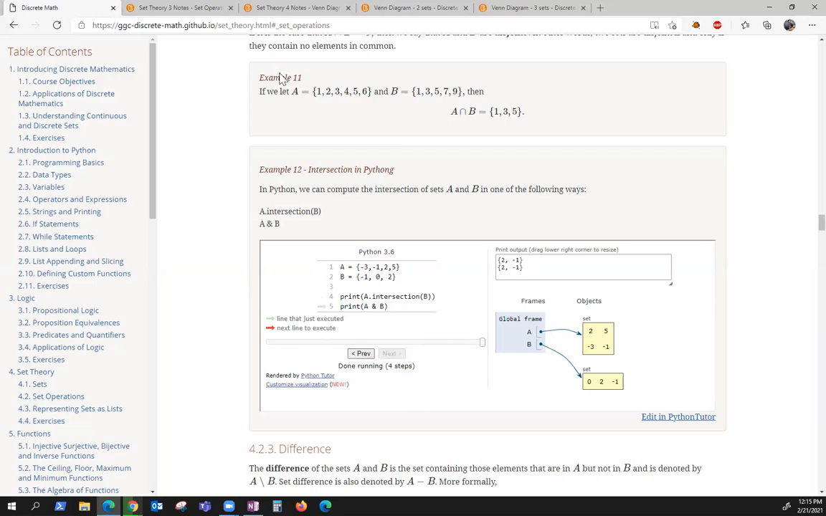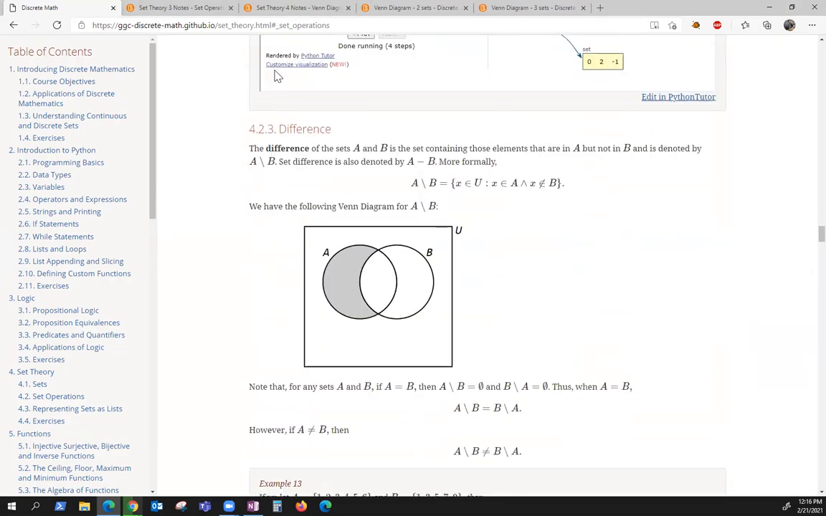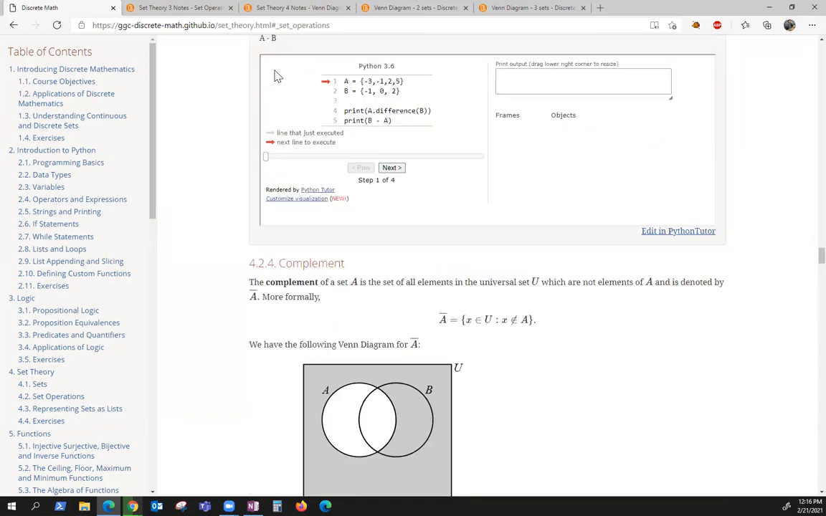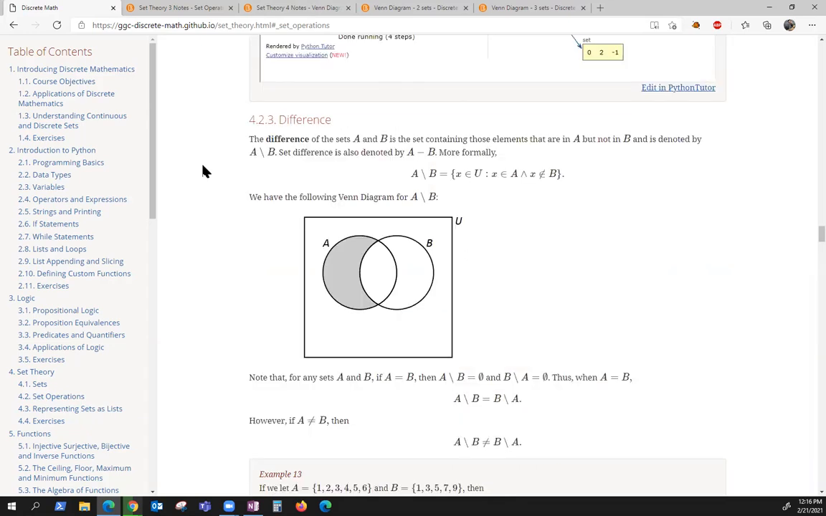All right, moving along. The next operation is called the set difference. Whoops, sorry. I was trying to use my pen to scroll, and it made the computer unhappy.